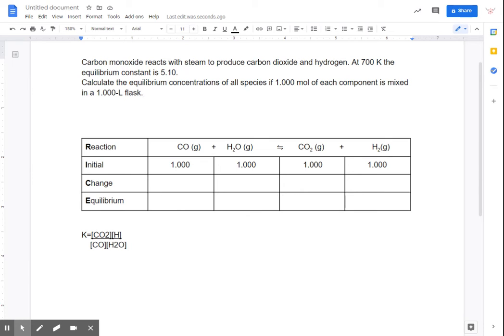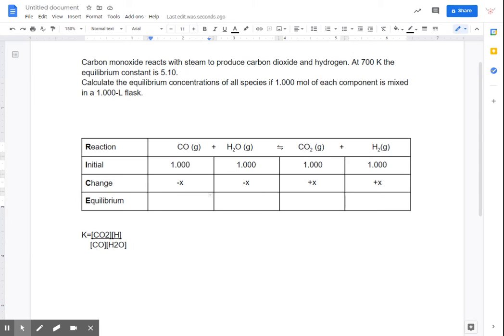So in this case, we're starting with 1 mole of each one, which is actually 1 molarity because it's a 1 liter flask. Since we don't know equilibrium, our change is going to be minus x for this side, and then plus x for this side. Since they're all in a 1-to-1 ratio, whatever happens to these two in a subtraction way is also going to happen to these two in an addition way.